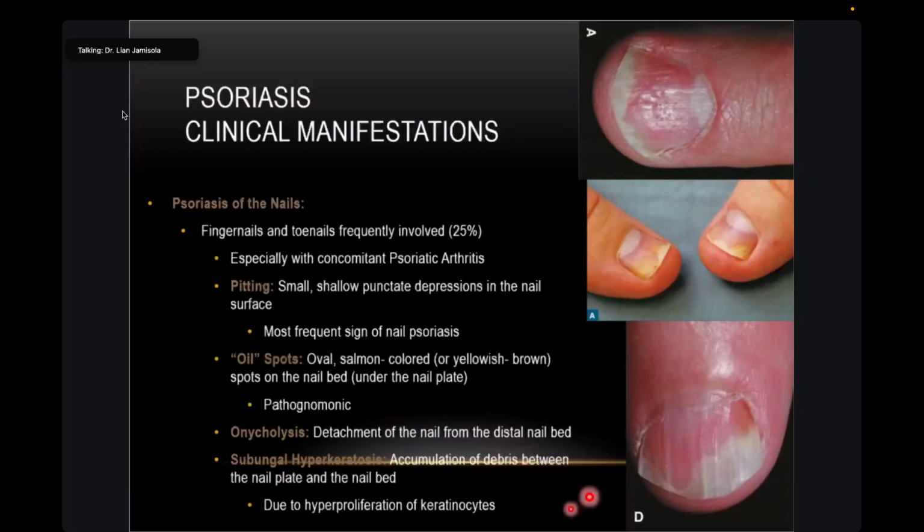Okay. Onycholysis, so this part naman sa dulo is your detachment of the nail plate from the distal nail bed. And you can also have subungual hyperkeratosis or accumulation of debris between the nail plate and the nail bed due to hyperproliferation of keratinocytes. But these last two are not specific for psoriasis. We also see this in fungal infections of the nail. But remember, the pathognomonic sign, dito mo lang makita sa psoriasis, is your oil spots.